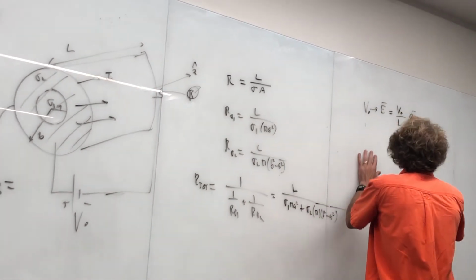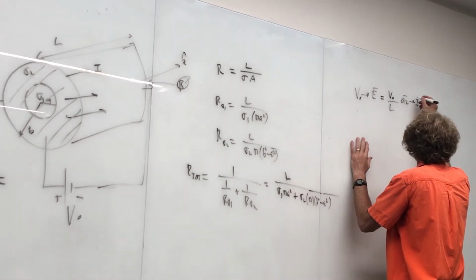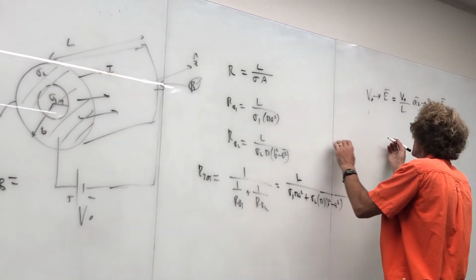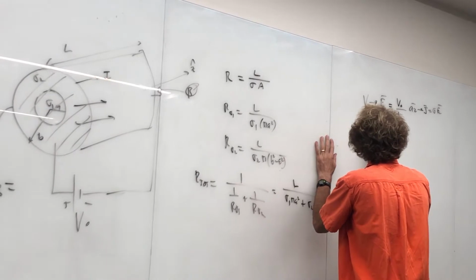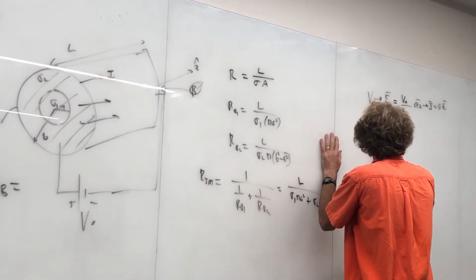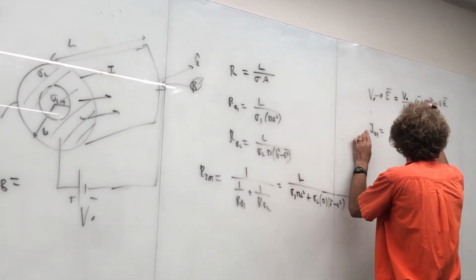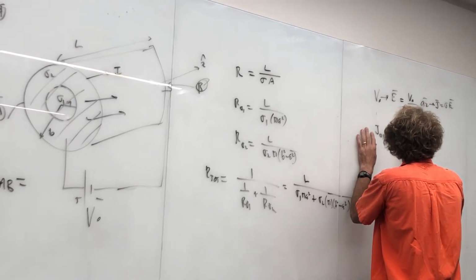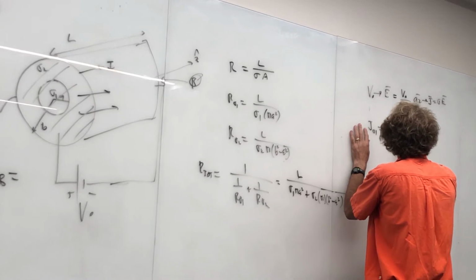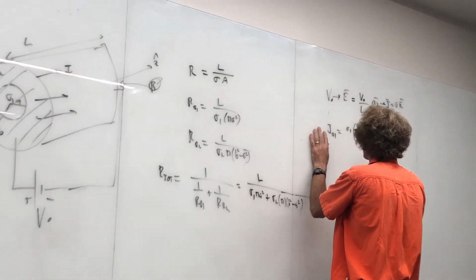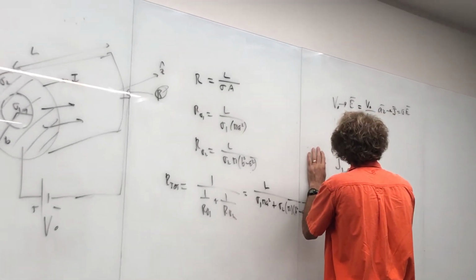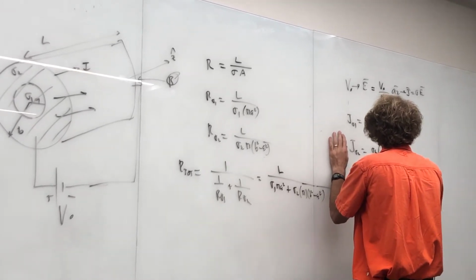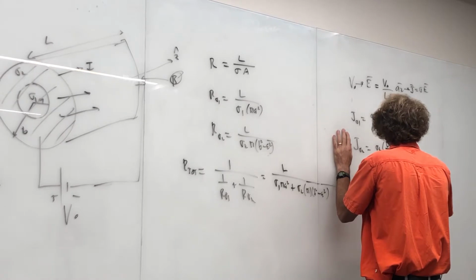Once I have E, then I get J, and J is sigma E. So J in region 1, with sigma 1, would be the E field times sigma 1, which is sigma 1 times V naught over L a_z. And then J in region 2 is sigma 2 times V naught over L a_z.